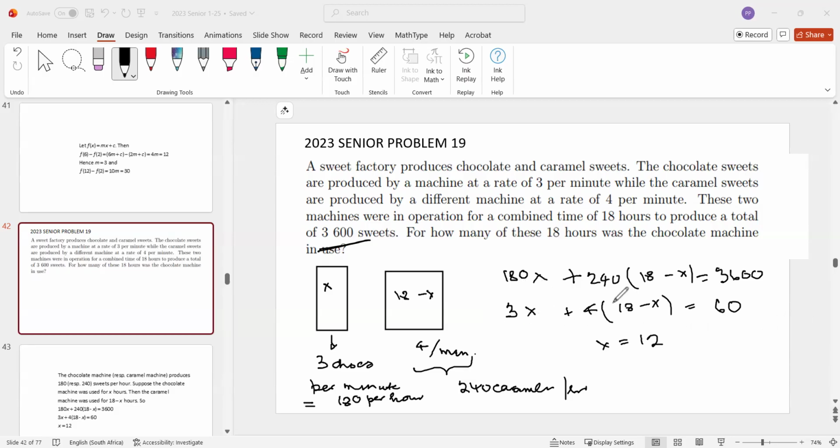Okay, 12 times 3 is 36. And 4 times 6 is 24. And 36 plus 24 is 60. You can calculate this. It's a simple equation. Okay, so the answer to that question is 12 hours. Okay, that's problem number 19. Now let's just go down to problem number 20.